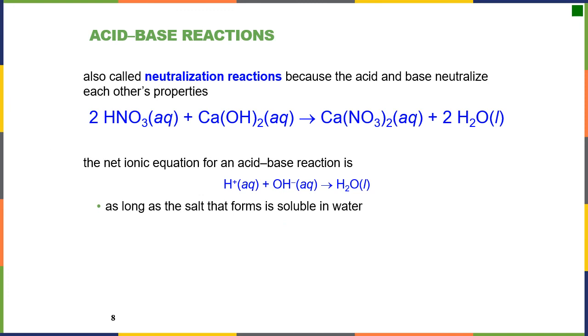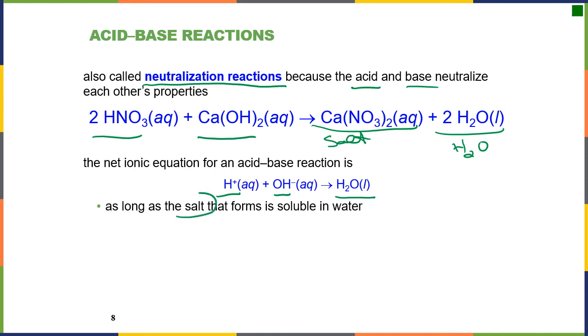All right, how about acid-base? Acid-base neutralization reactions are what happens when an acid and base neutralize each other's properties. You're going to make salt and you're going to make water. If the salt is soluble, meaning it's going to be a strong electrolyte, your net ionic is H+ plus OH-, it goes into H2O. So as long as we make an acid plus a base giving us a salt and water, we're going to have an acid-base neutralization reaction.